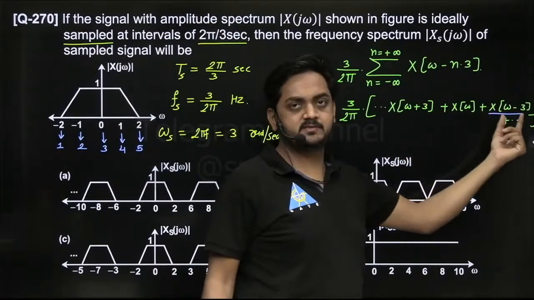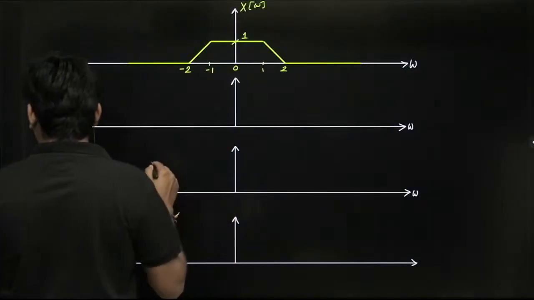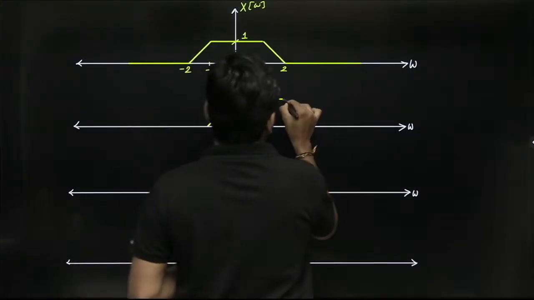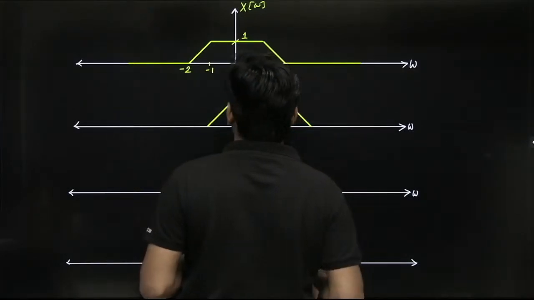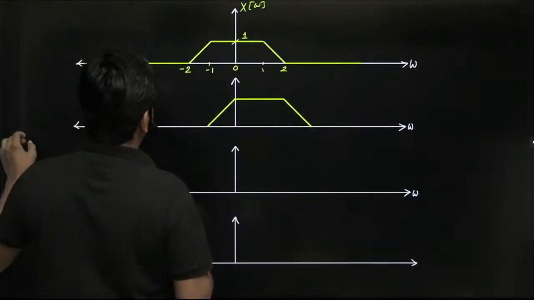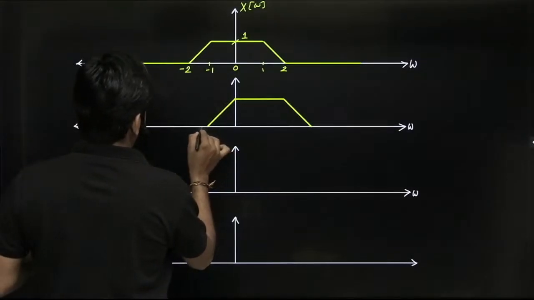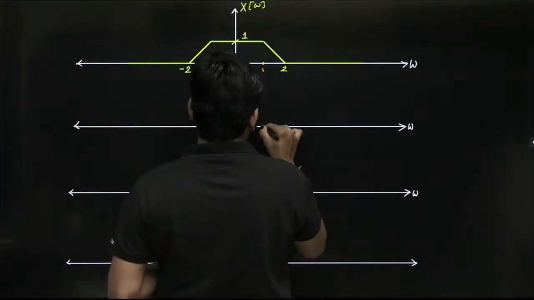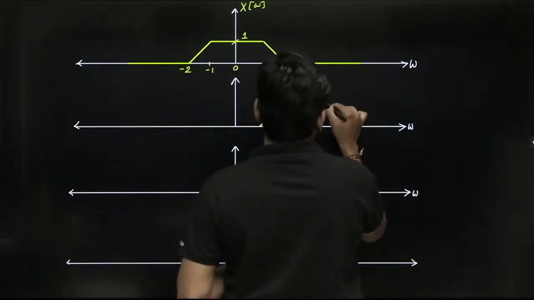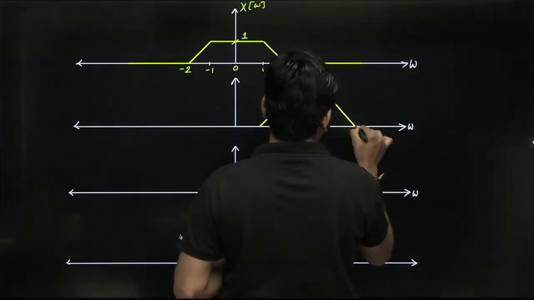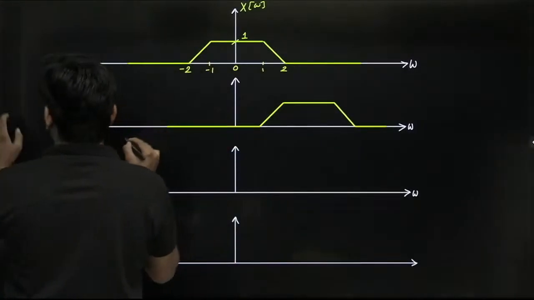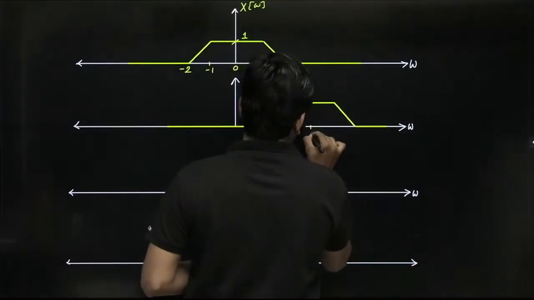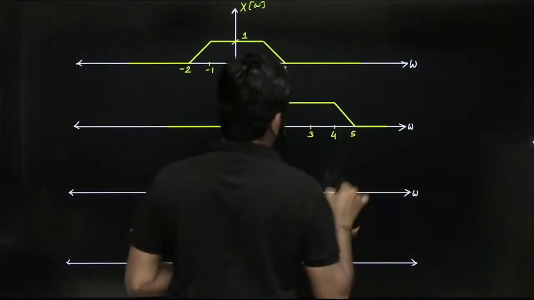Next, x of omega minus 3. So shift this x of omega right side by 3 units. If you shift it right side by 3 units, then it will be a trapezoidal function that starts from 1. So it will be like this between 1 and 5: 1, 2, 3, 4 and 5.